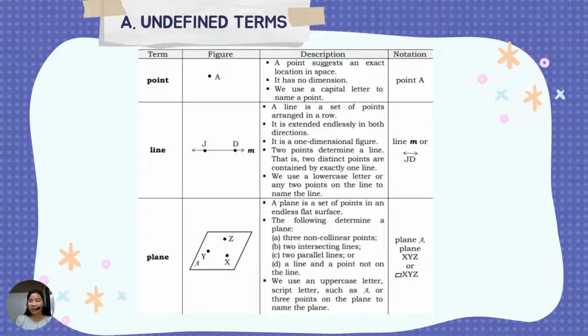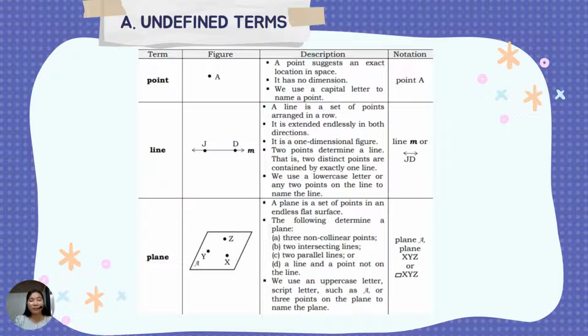So these undefined terms are point. As you can see on the screen, the point in the figure is point with a capital letter A. The description of a point suggests an exact location in space. It has no dimension. We use a capital letter to name a point. We can read that as point A.